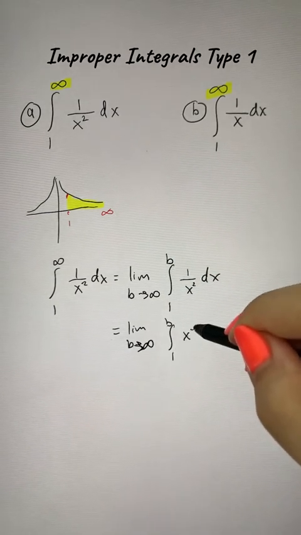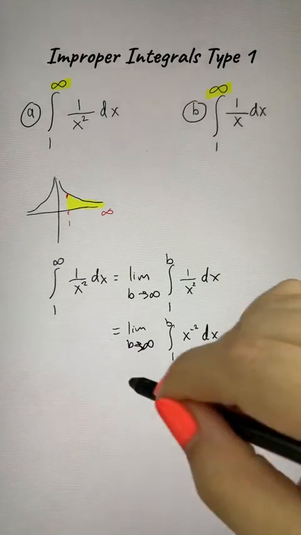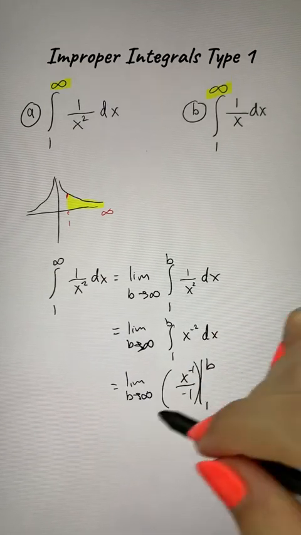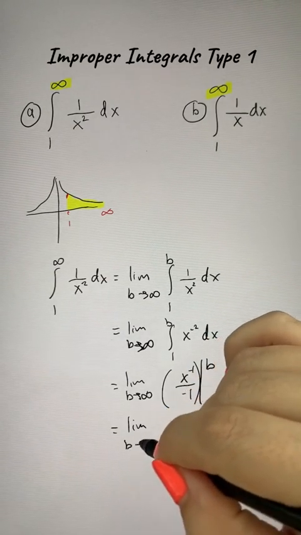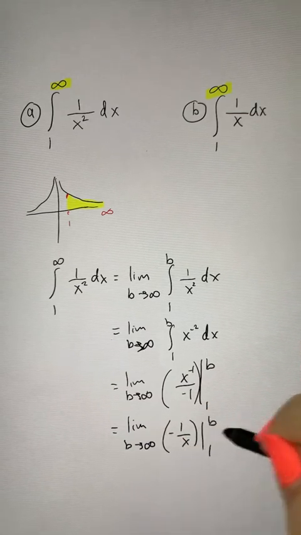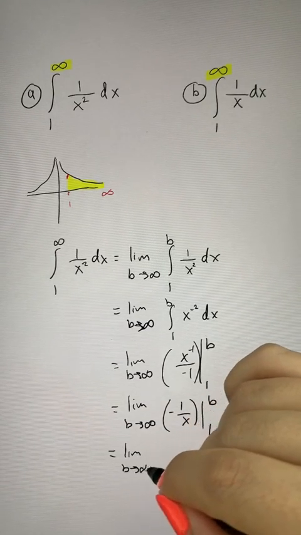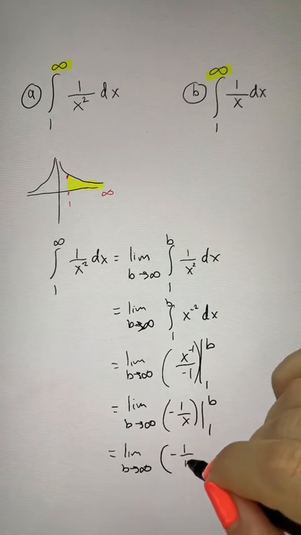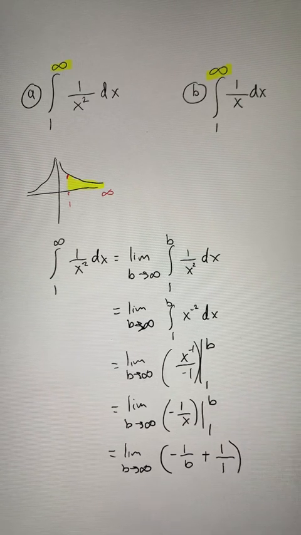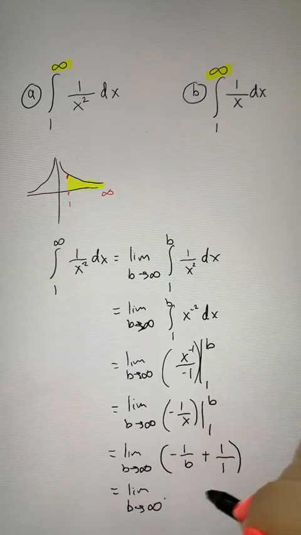So to integrate 1 over x squared, we're just going to change it to x to the power minus 2. Now we're going to integrate, add 1 to the power, divide by the new power, and I'm just going to rewrite it as minus 1 over x before I substitute the b and the 1. So now we're going to substitute the upper limit, so b. So we're going to get minus 1 over b. And then I'm going to substitute the 1, so we're going to get minus 1 over 1, so plus 1 over 1. And that just means minus 1 over b plus 1.